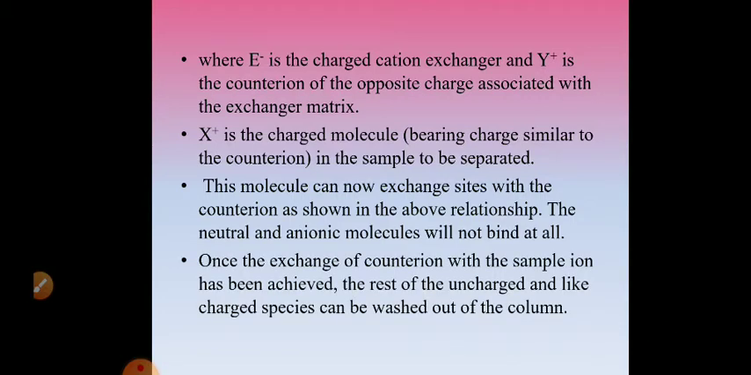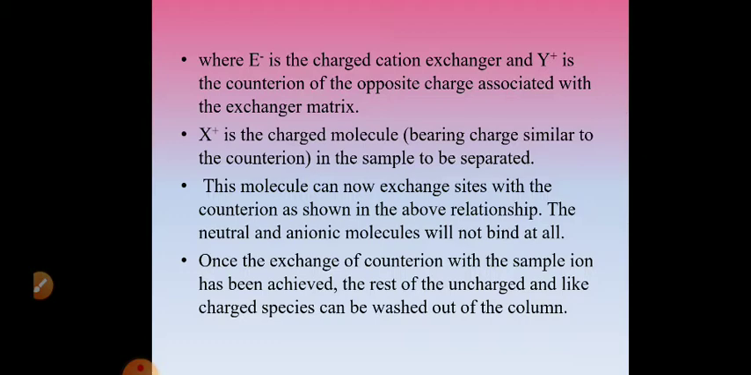Now, if your sample contains a negatively charged molecule or a neutral molecule, it will not be exchanged and it will be separated. For example, if your sample contains X plus and A minus ions, A minus will not be bound, will not be exchanged and can be separated. And X plus, which is positively charged, will be exchanged and retained in the column. This is how separation takes place. If you are using a cation exchanger, only the positively charged ions in the sample will be retained in the column. Negatively charged and neutral molecules will be separated.